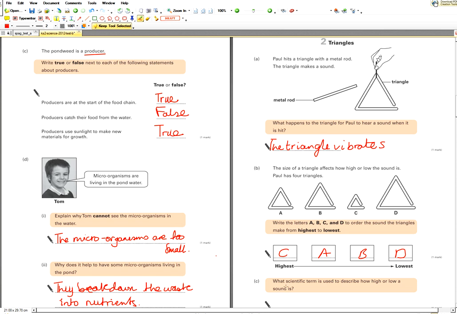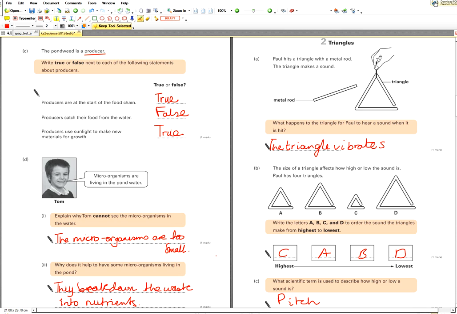Now, question C: what scientific term is used to describe how high or low a sound is? So if you want to describe the high tone and the low sound, what would we use? What would be the word that we use? It rhymes with something that you play football on. What do you play football on? Pitch. That's right. Football pitch. Then the pitch of sound. So the word pitch tells you how high or low the sound is.